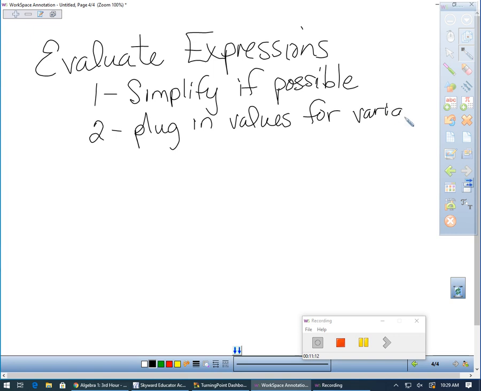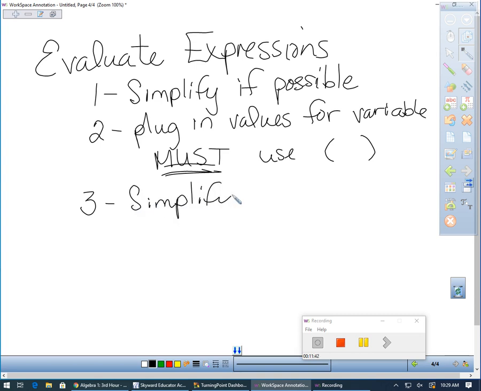Now, when you plug a value in for a variable, there's a very, very important key. Okay? You must, I'm going to even put this in capital, use parentheses. Okay? So anytime you replace a variable, you use parentheses and put the value in. All right, and then 3, we're going to simplify. All right. So here is example. What am I on, 4?